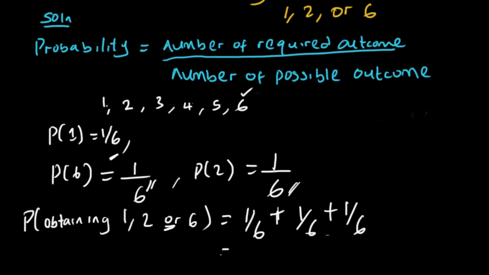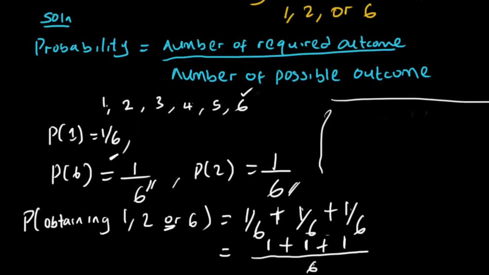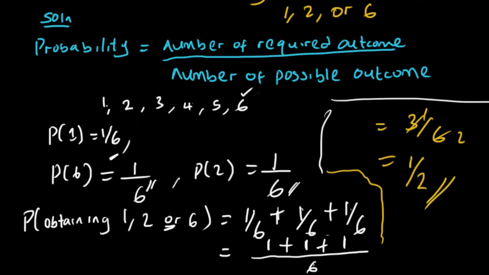So let's find the LCM. LCM of 6, 6, and 6 is 6. 6 divided by 6 is 1. 1 times 1 is 1. Plus 6 divided by 6 is 1. 1 times 1 is 1. Plus 6 divided by 6 is 1. 1 times 1 is 1. So we have equals to 1 plus 1 plus 1 will give us 3 over 6. 3 and 6 is 2. So we have 1 over 2.